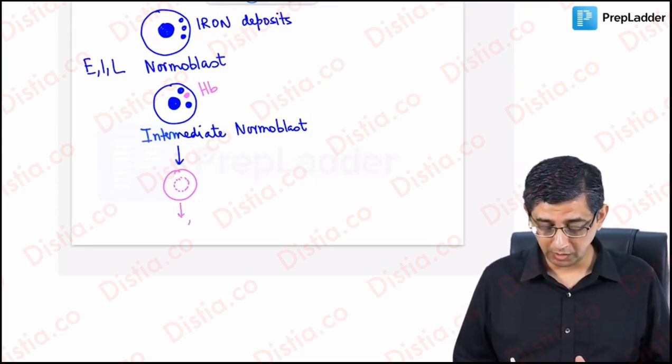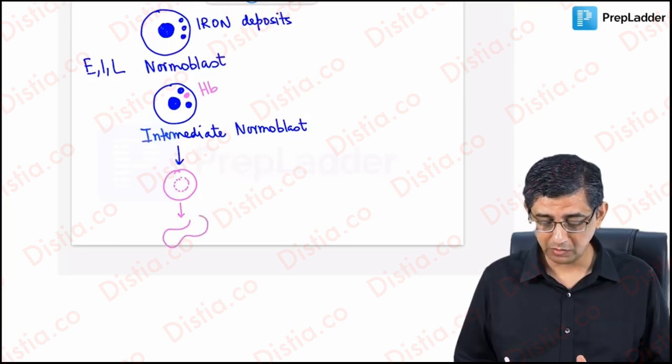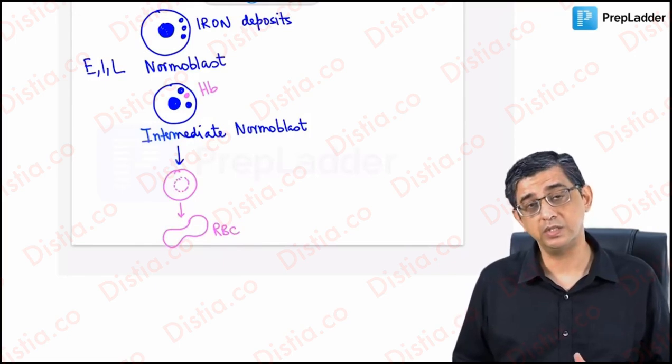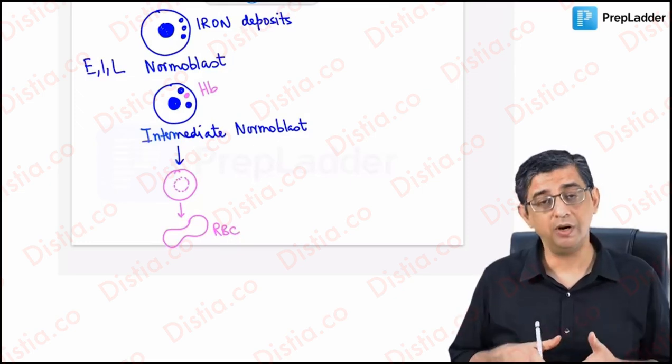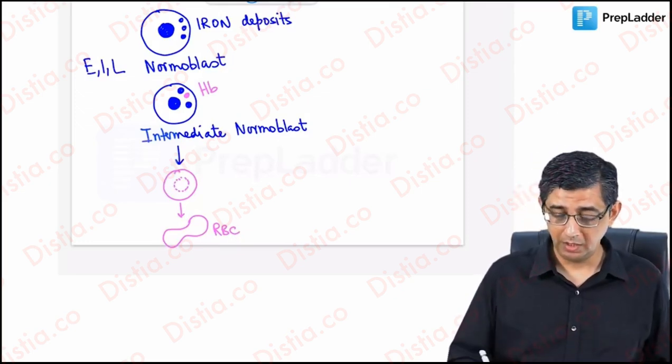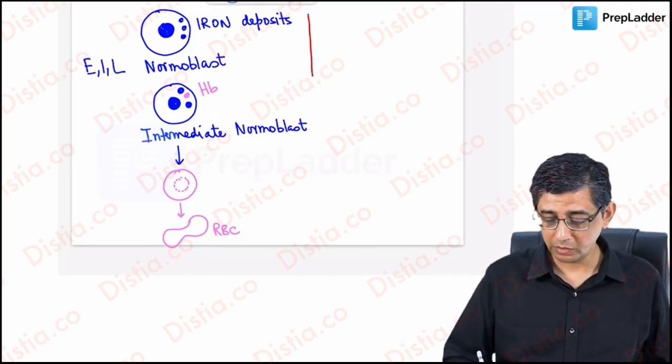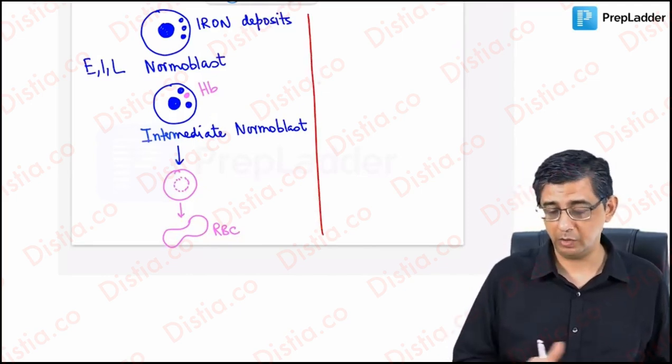Subsequently, I have shown a routine biconcave appearance of a mature red blood cell, and what I've tried to highlight in this discussion is that the blue color is changing towards pink because hemoglobin is being formed and iron is being utilized. I will now explain an abnormality here. So compare the normal versus the abnormal one.